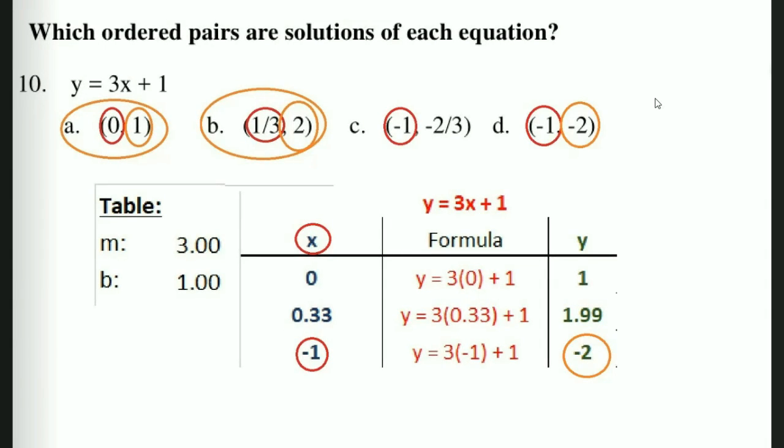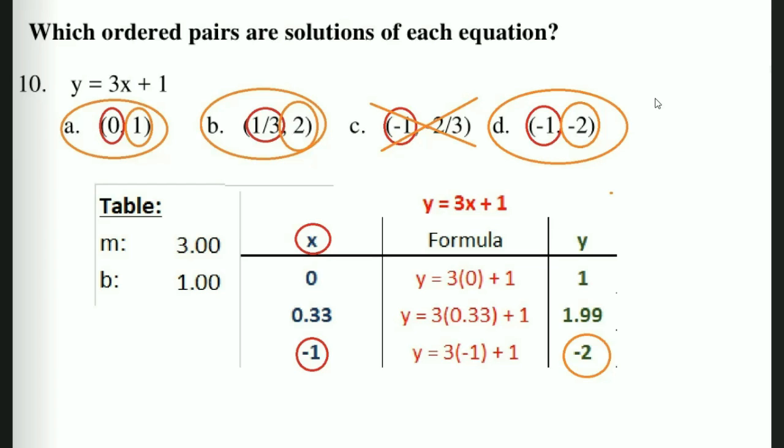We don't get negative 2/3. So D is a right answer, but C is not. So A, B, and C are, I'm sorry, A, B, my bad, A, B, and D are all right answers. All right. C is the only one that is not a solution for that equation.